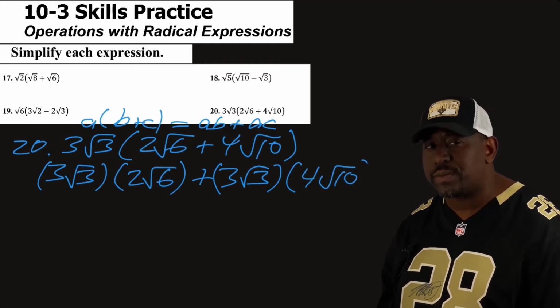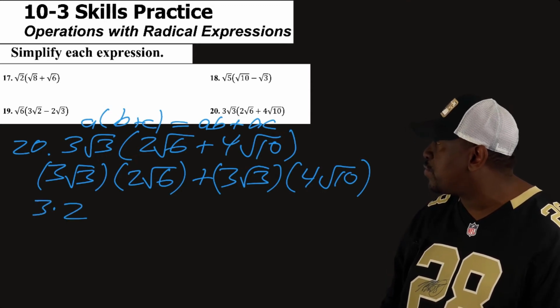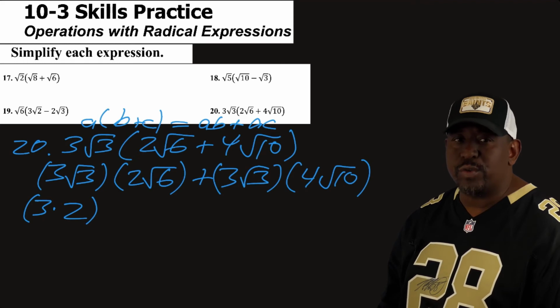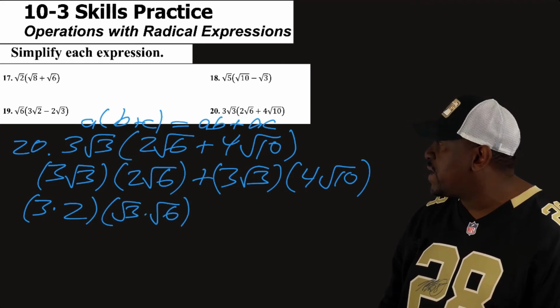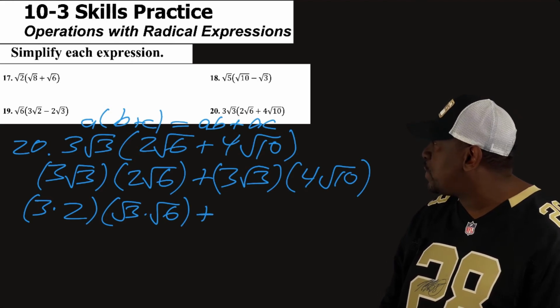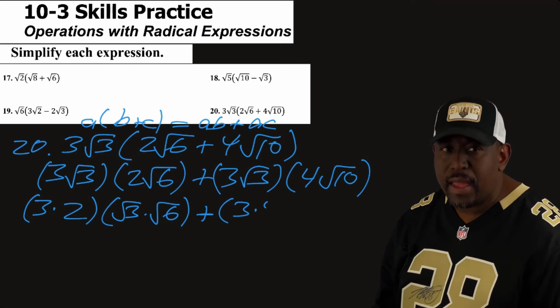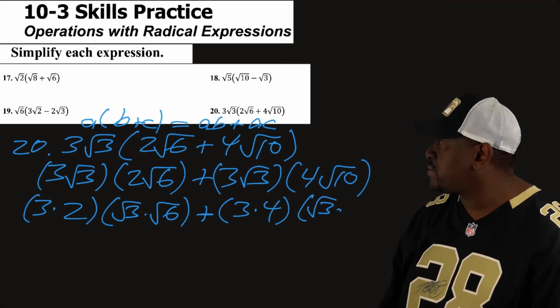So again, when you multiply radicals, you multiply their like terms. So we will multiply 3 times 2. Then we will multiply the square root of 3 times the square root of 6, and we'll simplify that. And then in the other group of products, we will multiply 3 times 4, and we will multiply the square root of 3 times the square root of 10.